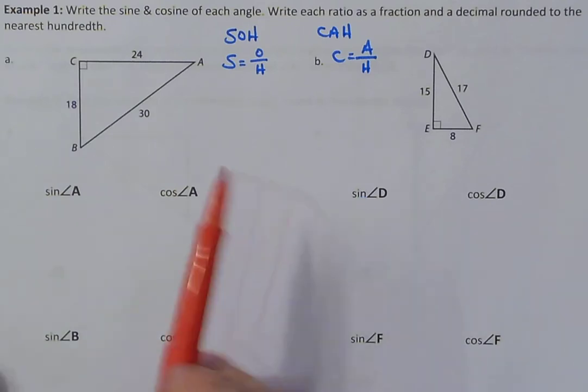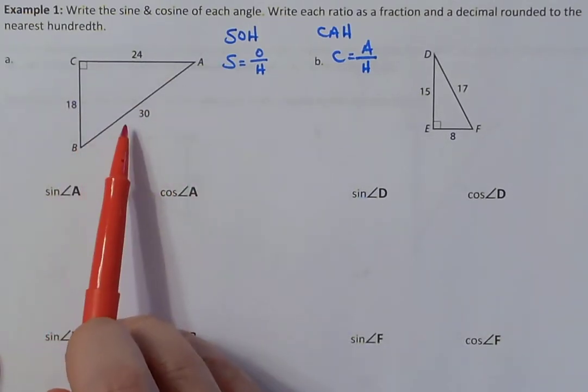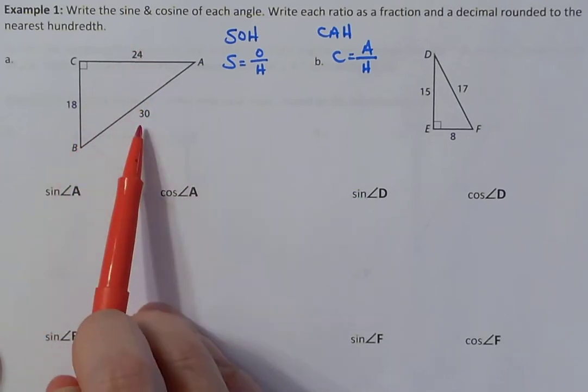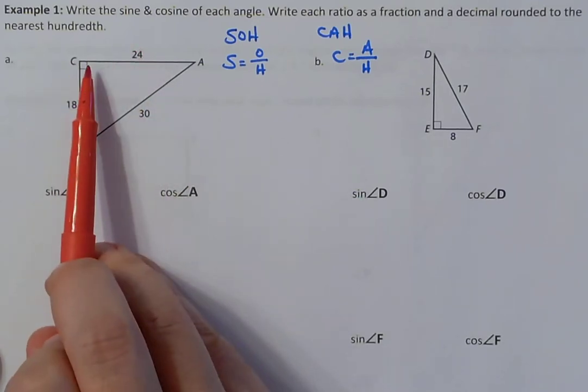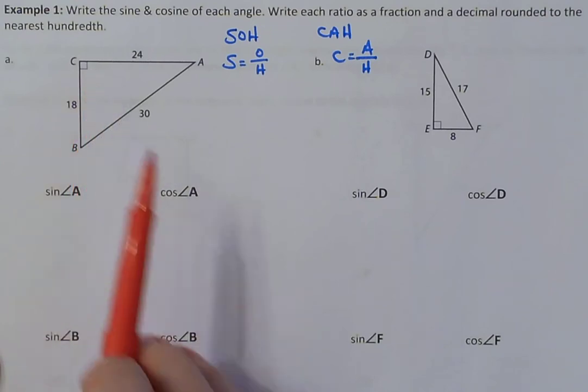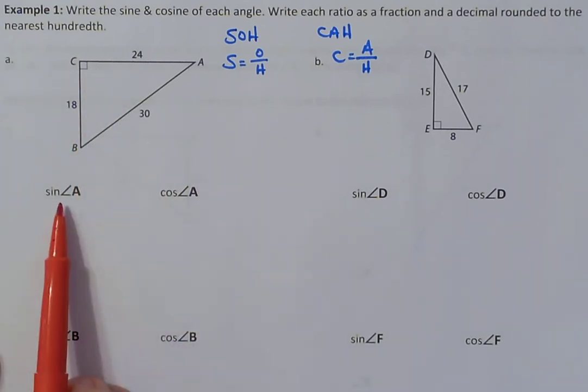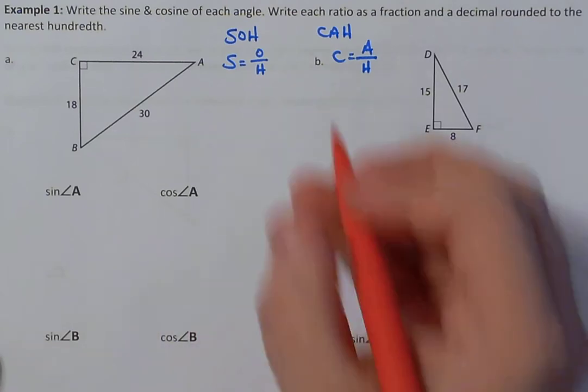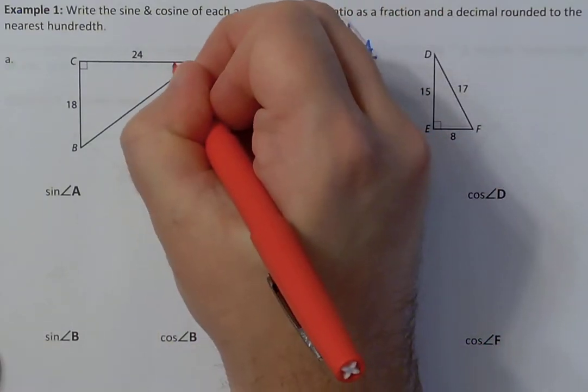All right, so for example 1a, we have the triangle ABC again, and we have 18, 24, and 30. We know that angle C is our right angle, and the first thing they want us to figure out is the sine of angle A, and then the cosine of angle A. So let's start with angle A as our reference angle.